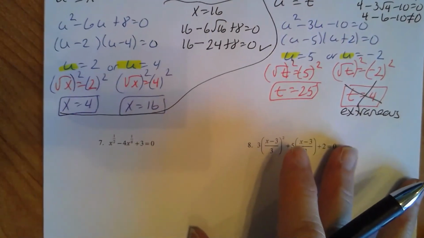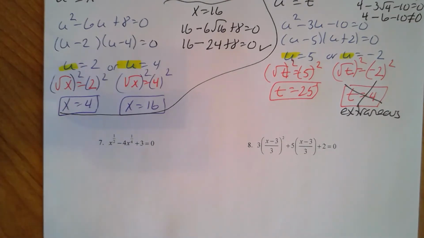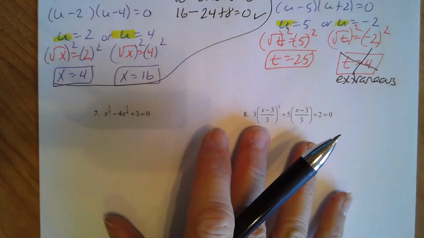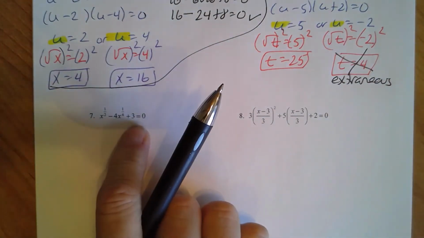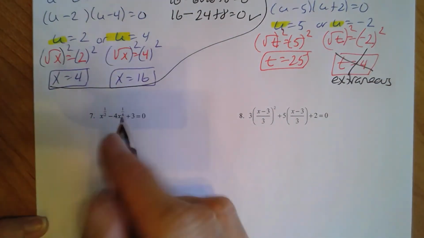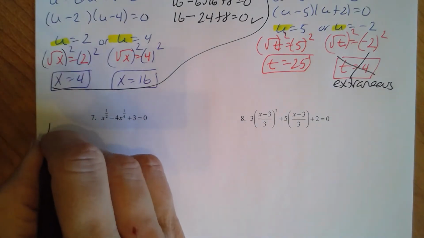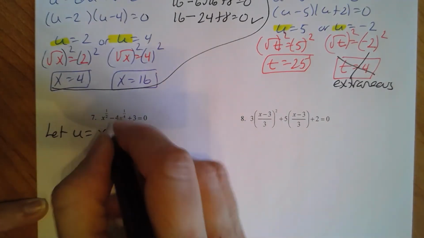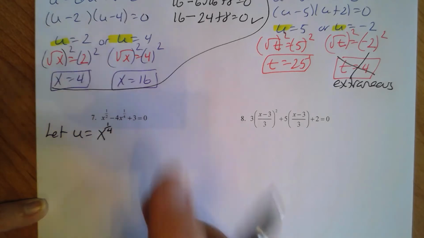Alright, now look at 7. Oh, now we got fractional exponents. Definitely does not look like they're quadratic. However, let's start off the same way. We have a trinomial. Let's see if we can make it be quadratic by letting u equal the middle variable. So let u equal x to the 1/4.